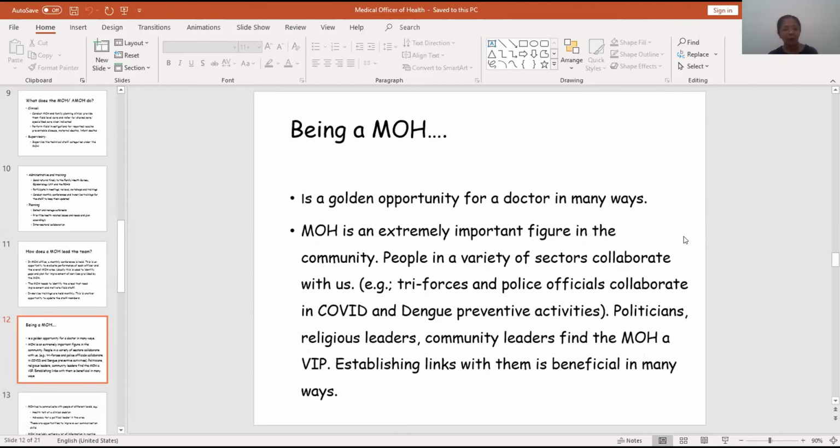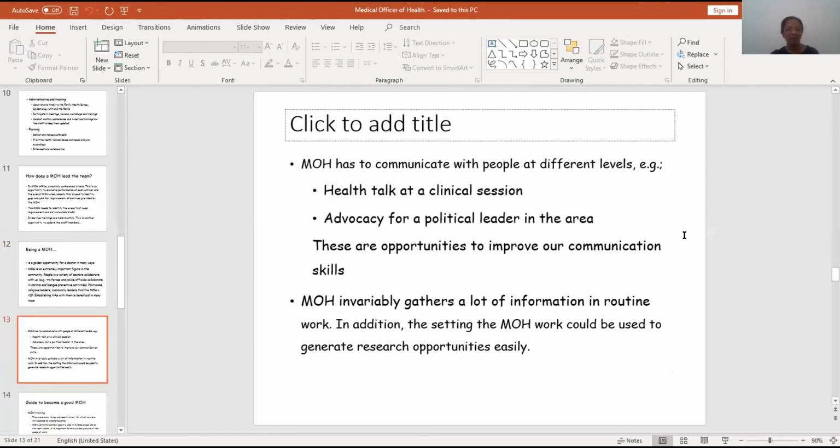So being an MOH is a golden opportunity for a doctor in many ways. MOH is an extremely important figure in the community. People in a variety of sectors collaborate with us. Politicians, religious leaders, community leaders find the MOH a very important person in society. So, be a good MOH.